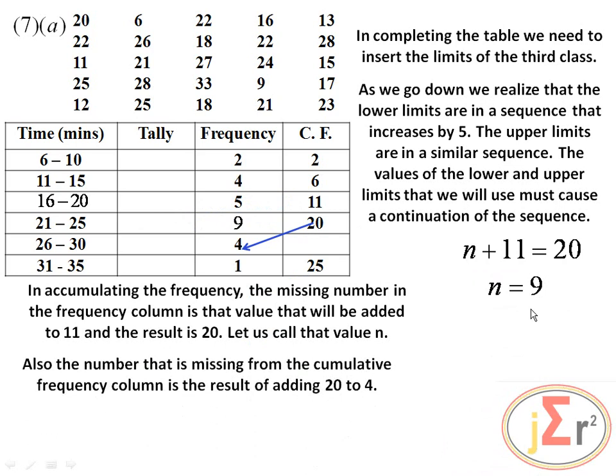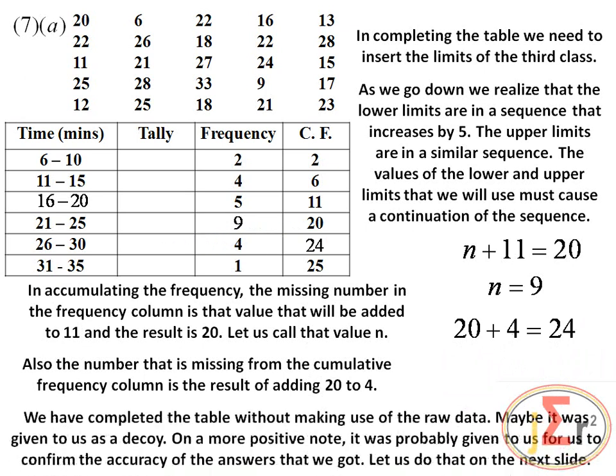Also, the number that is missing from the cumulative frequency column is the result of adding 20 to 4. So 20 plus 4 is 24. No, we did not have to use the tally at all. We have completed the table without making use of the raw data. Maybe it was given to us as a decoy. On a more positive note, it was probably given to us for us to confirm the accuracy of the answers that we got. Let us do that on the next slide.